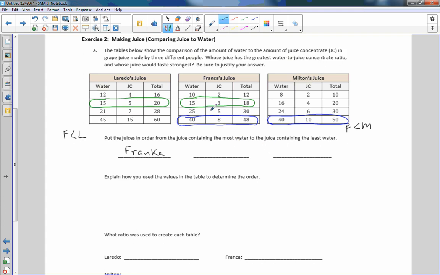So in order to do that, what we can do is look at our ratio. So if I take 5 divided by 15, if this was my x and this is my y, 5 over 15 reduces to 1/3. So there's 1/3 the juice as there is water here. And if I come over to Milton's, I have 2 parts juice to 8 parts water, which reduces to 1/4. So there's 1/4 of the juice in this. 10 is 1/4 of 40. And this is 1/3. Well, 1/4 is less than 1/3. If you think of percent, 25% is less than 33%. So now I know Milton has less than Laredo. So I'm going to put Milton here and Laredo here.